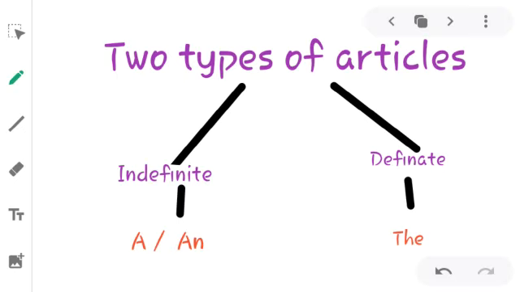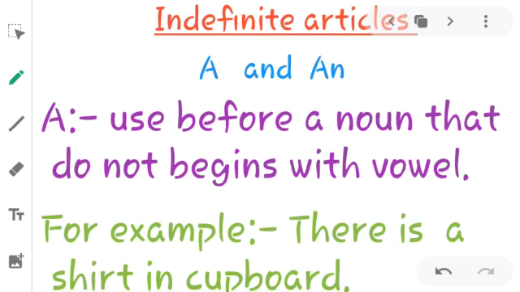So we have two types of articles, definite and indefinite. Indefinite articles are a and an, and the definite article is the. Firstly, we will discuss indefinite articles, a and an. So a is used before a noun. Basically, indefinite articles do not refer to any particular noun. They refer to a noun generally. Generally they come before any noun.